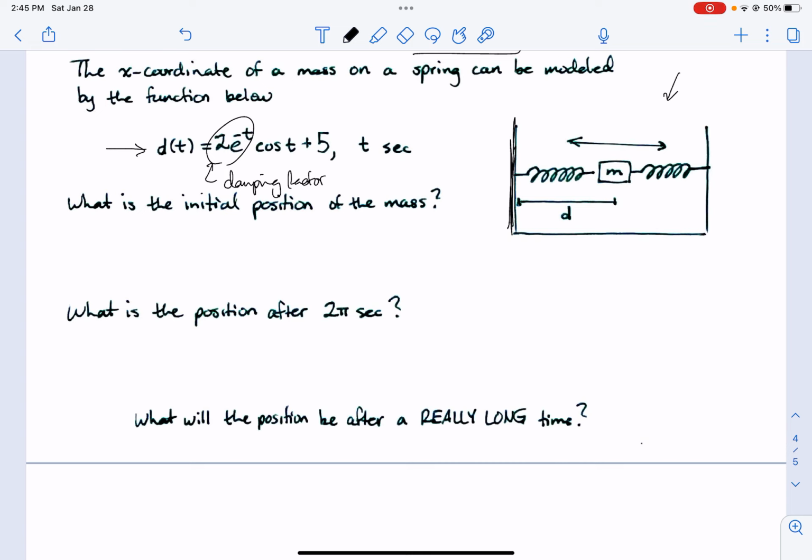So let's just go ahead and use it as we were given it. So the first question, what is the initial position? That means initial position, that's when t equals 0, right? So let's just plug in 0 into this function. It's going to be 2e to the negative 0 times cosine of 0 plus 5. What is that going to be equal to? Well, this is 1. This is 1 as well. So we really just have 2 times 1 times 1 plus 5. That gives me 7, right?